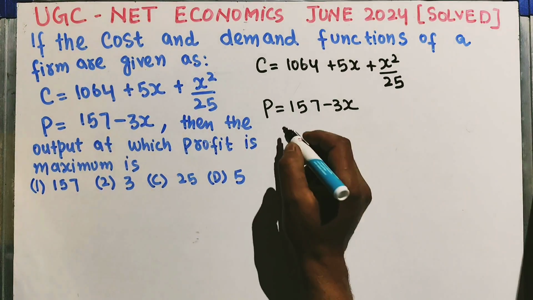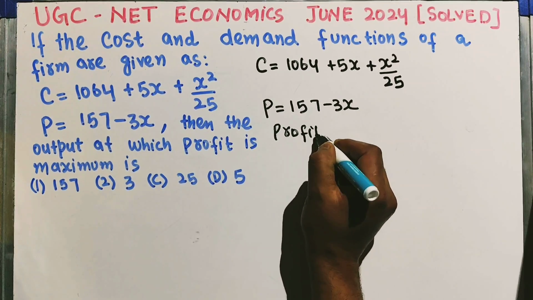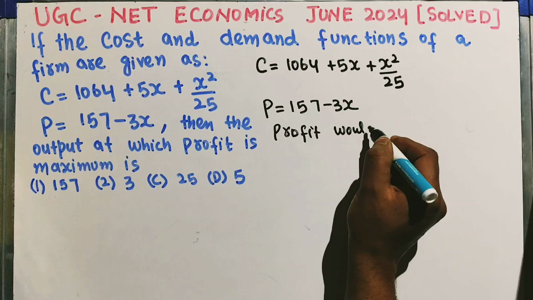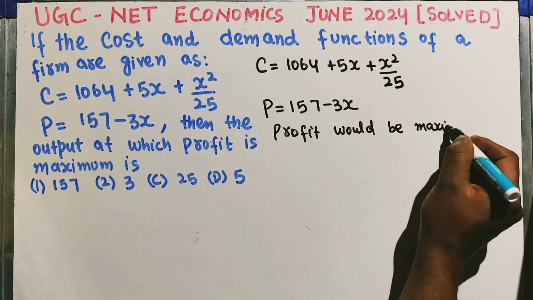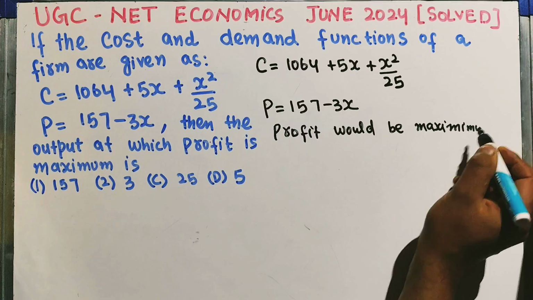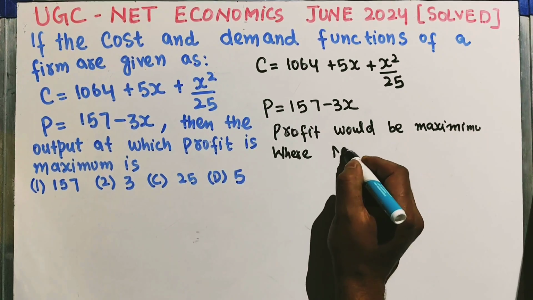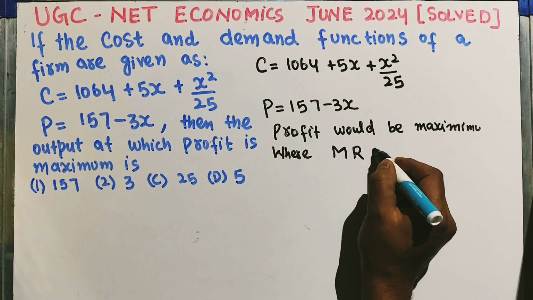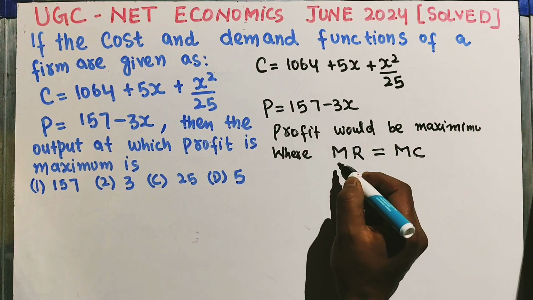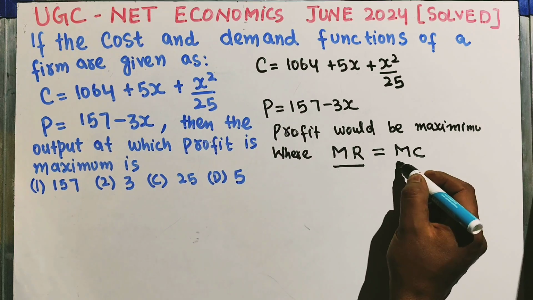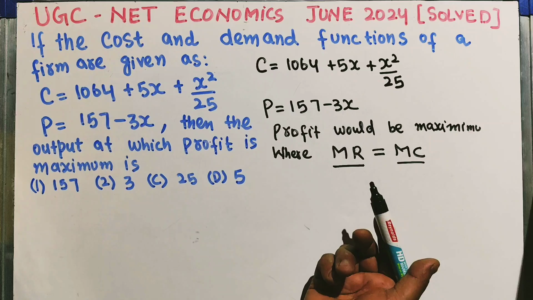Okay, now profit would be maximum where the marginal revenue of the firm is equal to the marginal cost of the firm. So that means we need to find out the marginal revenue and marginal cost. So to find out the marginal revenue, first we will find out the total revenue.